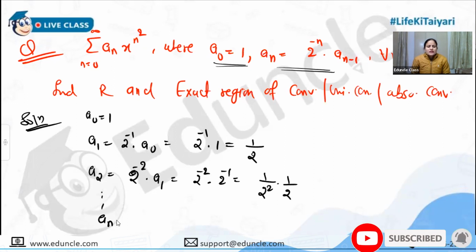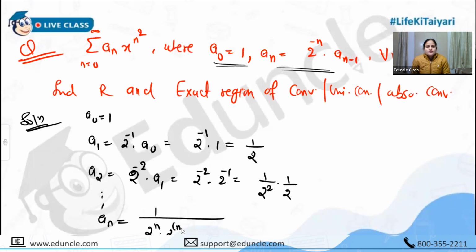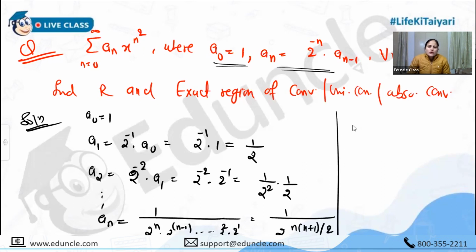So the thing is, the nth term a_n will be what? 1 upon 2 raised to n, 2 raised to n minus 1, keep going like that, 2 raised to 2 into 2 raised to 1. So I'll just have 1 upon 2 raised to n into (n plus 1) by 2. Correct? Okay. So it is my a_n. Basically a_n is nothing but 1 upon 2 raised to n square by 2 into 2 raised to n by 2. It is my a_n.